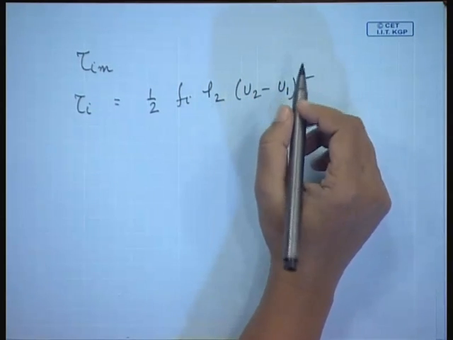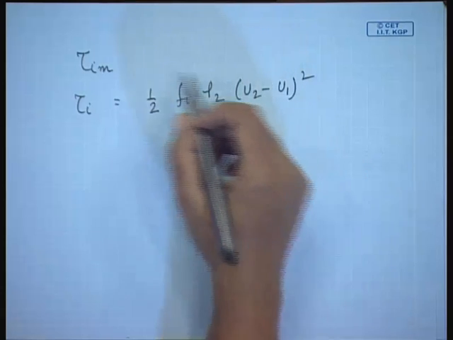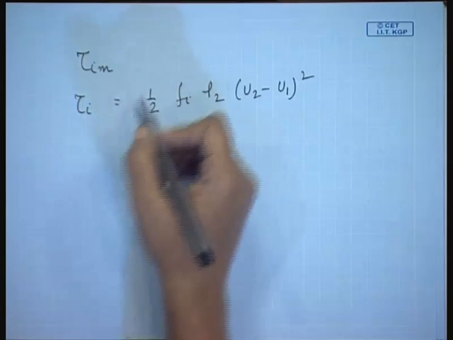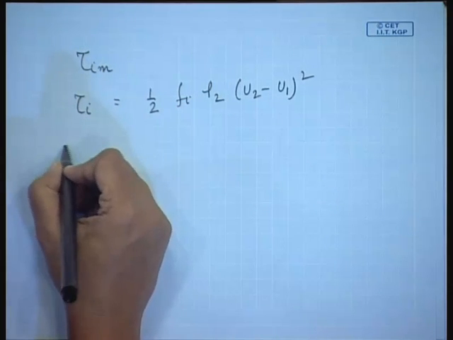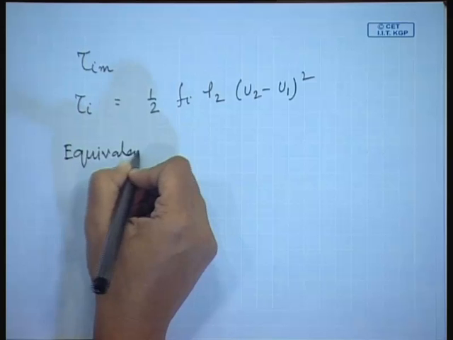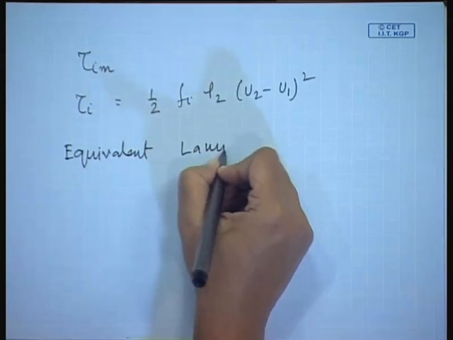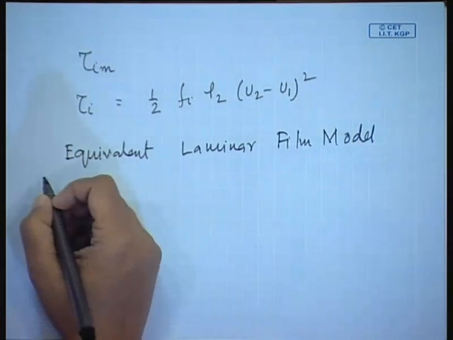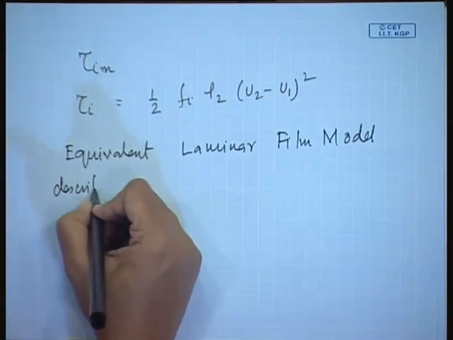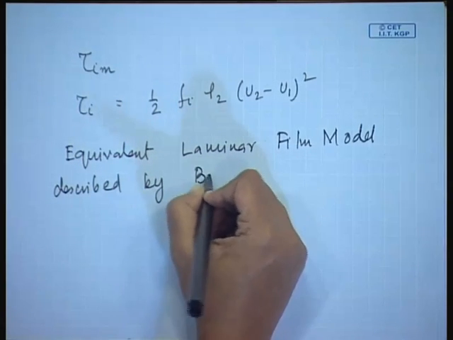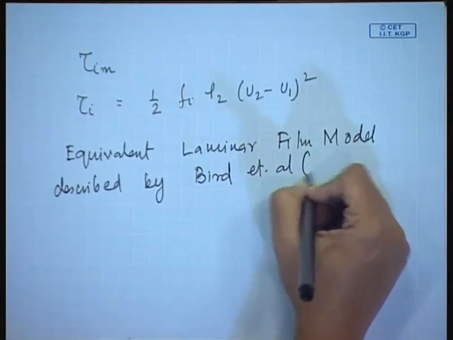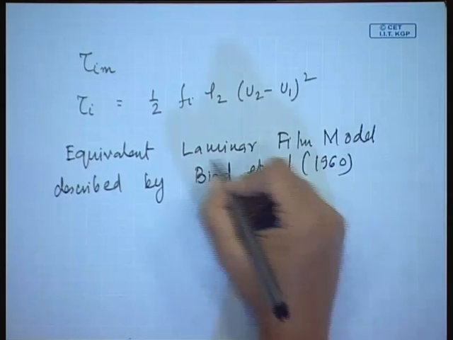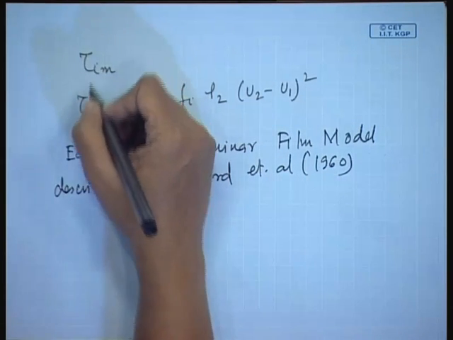Achha, let me tell you, first there is one thing which I would like to tell you, that is, in order to express tau I m in terms of tau I, what we have done is, we have assumed the equivalent laminar film model. So, this particular equivalent laminar film model has been assumed, and on the basis of this model we have tried to express tau im in terms of tau I.